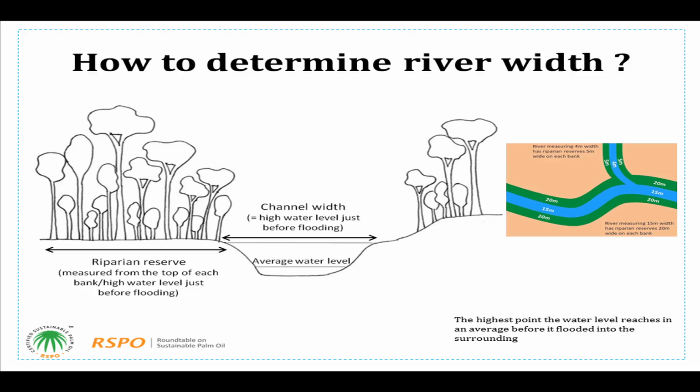Now, there are three things you look at when you determine the highest level point. Are we looking at a qualitative value or a quantitative value? Please ask the team to go and define this clearly on a high water level. High water level just before flooding. Yes, exactly. How do you determine that? Is it qualitative or quantitative?